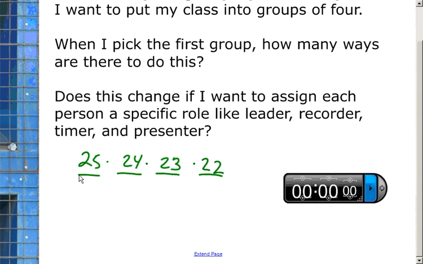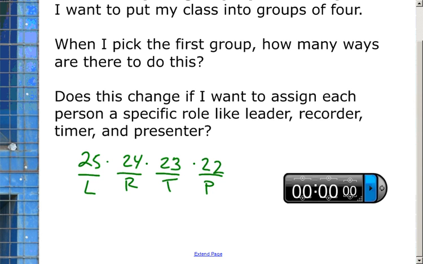Now, this is actually the answer to the second part of the question. The second part of the question I asked was about the leader, recorder, timer, and presenter, because I would have 25 choices for the leader. Because if you think about the groups that you're in now, if you have four people or three people in the group, it wouldn't really matter who I pick first.